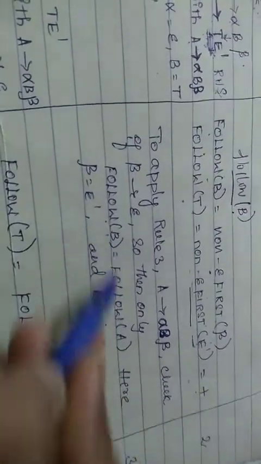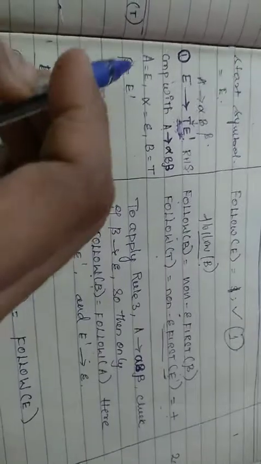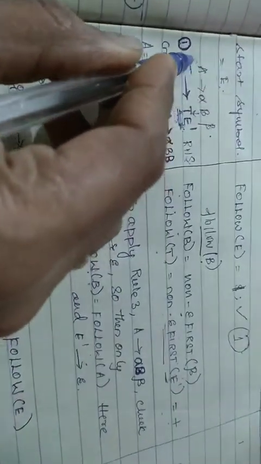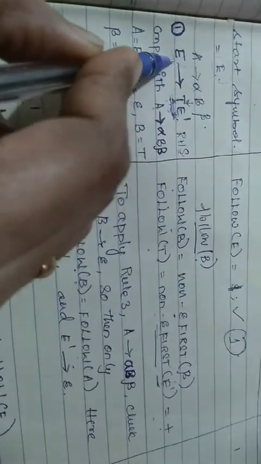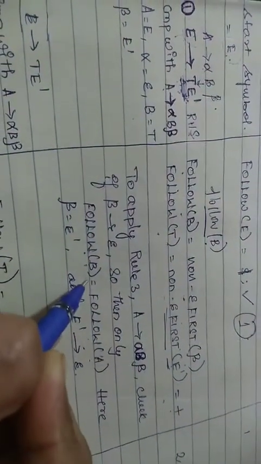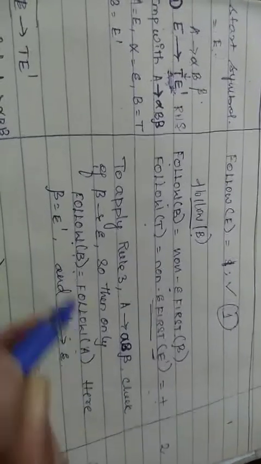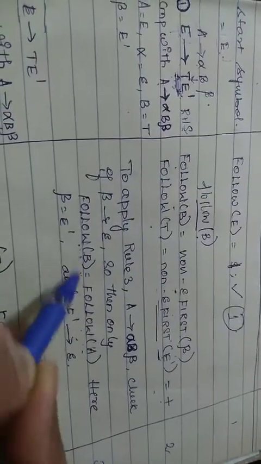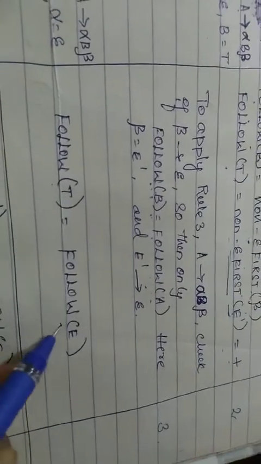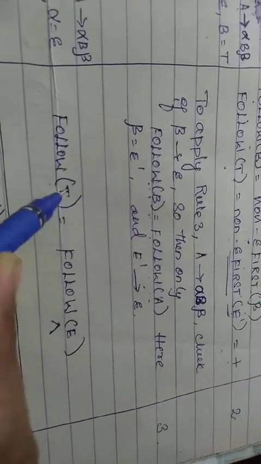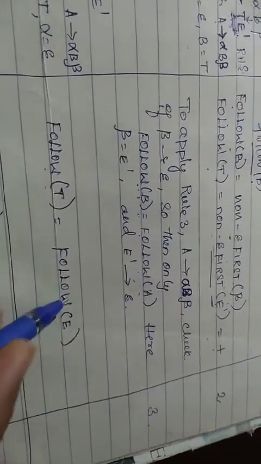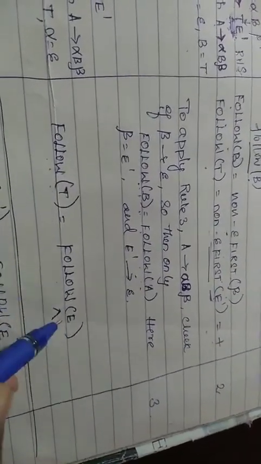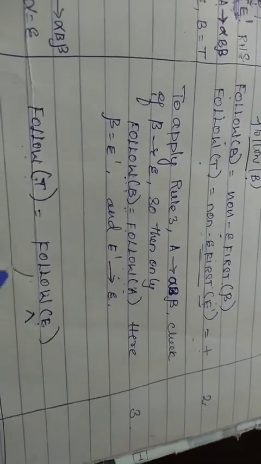It doesn't mean that both are equal. So, what is A here? Remember, A is always the LHS. A gives alpha B beta. What is A then? Follow of E, and B is T. So follow of T equals follow of E. Follow of T equals follow of E. It means whatever is there in E will go to T. It doesn't mean that both are equal. Don't equate follow of T and follow of E as the same. Nothing like that. Actually, whatever content is there in E will go to T. Assignment is like this, no?